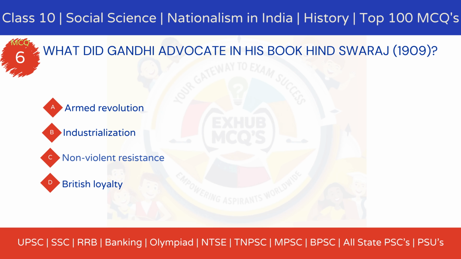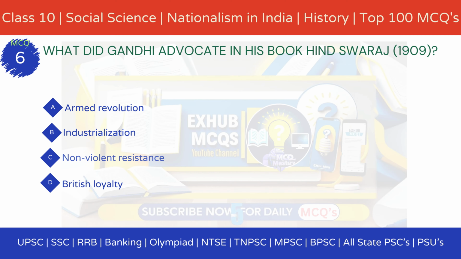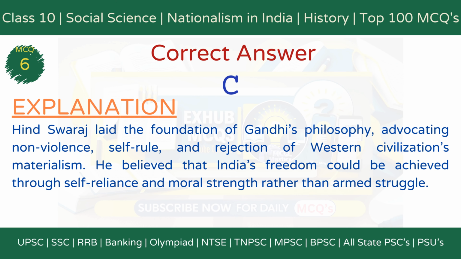MCQ 6: What did Gandhi advocate in his book Hind Swaraj, 1909? Option A, armed revolution. Option B, industrialization. Option C, non-violent resistance. Option D, British loyalty. The correct answer is option C, non-violent resistance.